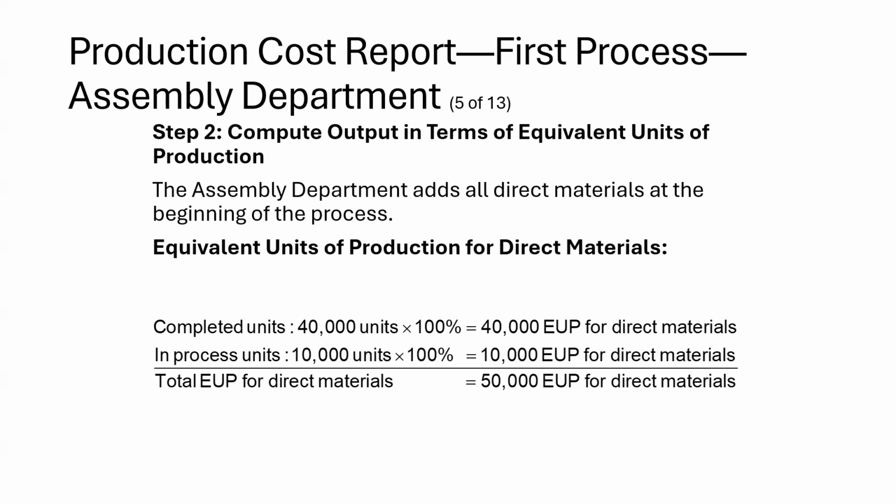Equivalent units of production for direct materials total 50,000 because all the direct materials have been added to all 50,000 units worked on during the month of July. So because the direct materials are added at the beginning of the process, if the units are started, then 100% of the materials have been added.